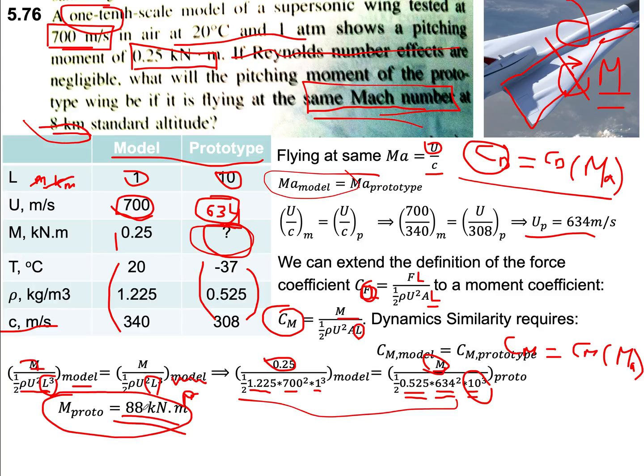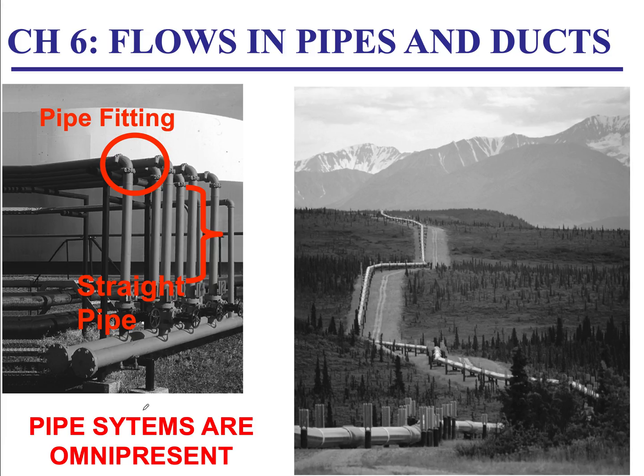And with this problem, we conclude our chapter 5. We will post the take-home experiment on Tuesday, so we'll get a break in the next couple of days. And we will be moving next to talk about our last topic, which is flows in round pipes and non-round ducts. So thank you for listening, and I'll see you in the next lecture.